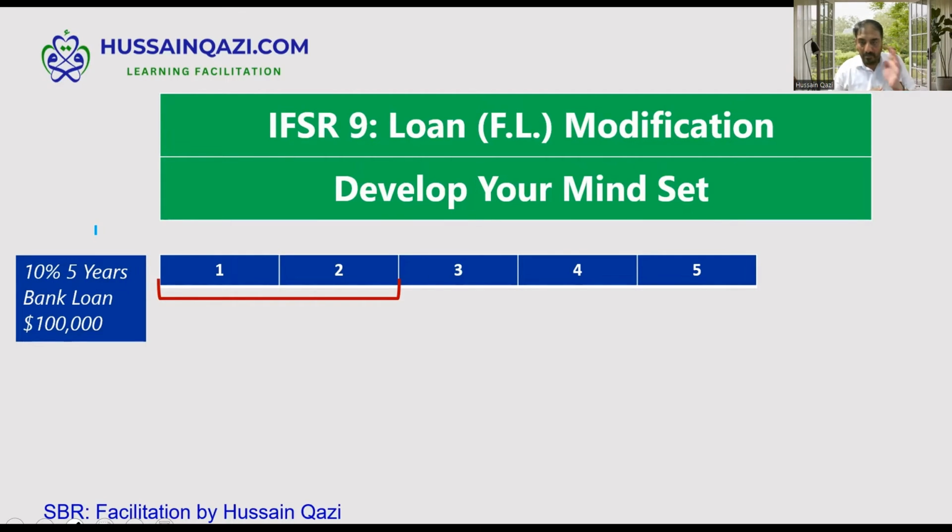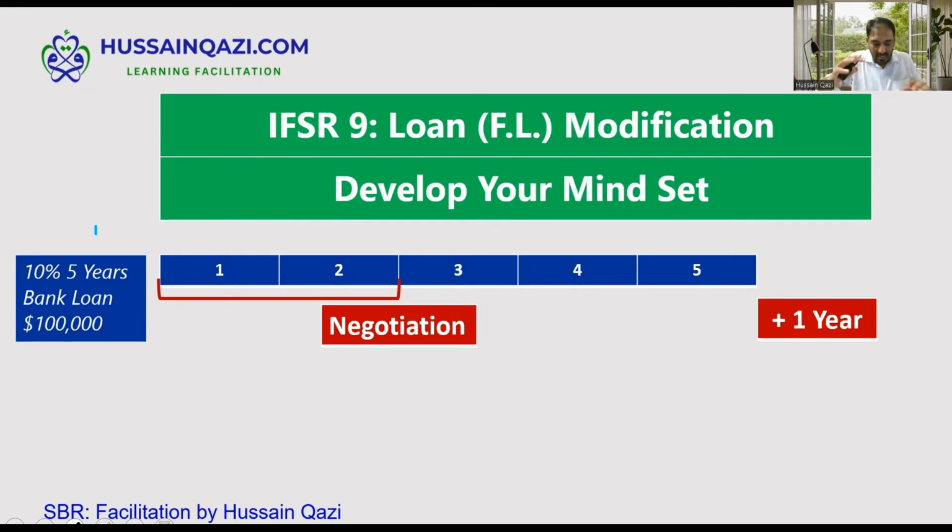Year 2, before the year end, you as an entity are facing some crisis about the repayment of interest, repayment of the loan, all these things. So your management has started the negotiation with the bank. And something is finalized at the reporting date, at the end of year 2. For example, the negotiation is finalized that the loan duration has been extended by 1 year.